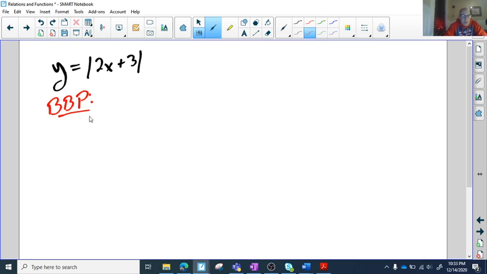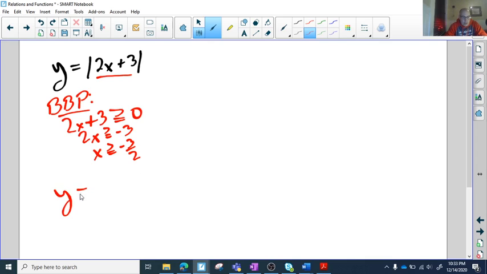If between the bars is positive, that means 2x plus 3 must be bigger than or equal to 0. That means positive. You're going to determine what x values will make this happen. So 2x is greater than or equal to negative 3, so x would have to be greater than or equal to negative 3 over 2. If it does, then you do not need the bars, because it's already a positive value.